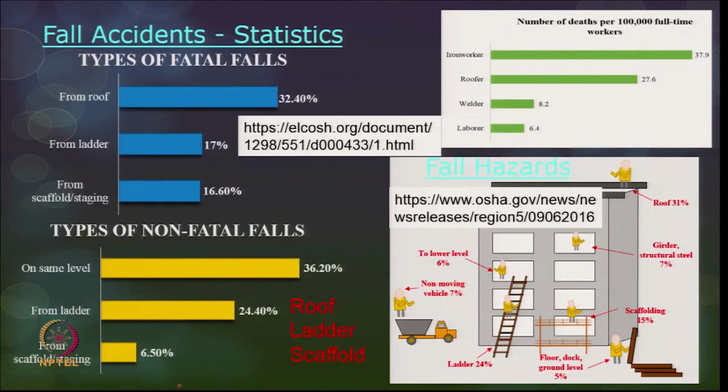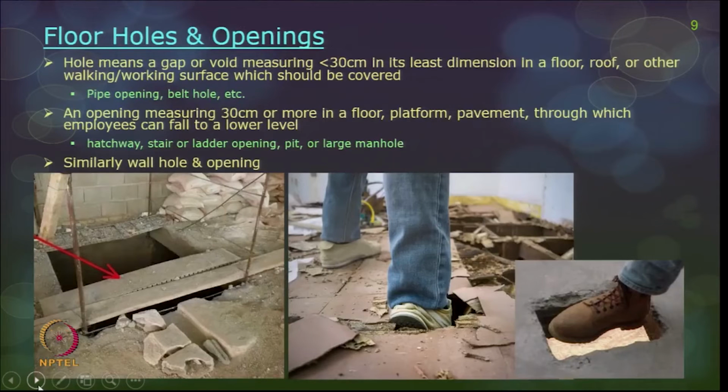Okay. So, now let us start looking at each one of the hazards in detail. Number one is holes and openings. Holes or openings, primarily, are an open space from where something falls or a person falls. Okay. So, now what is a dimension?